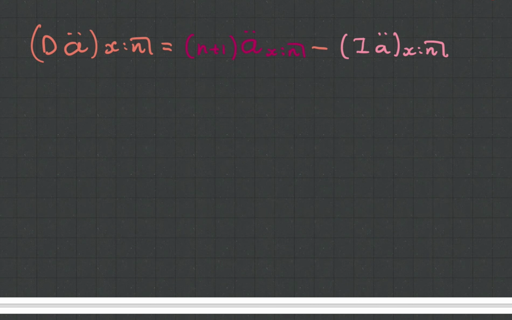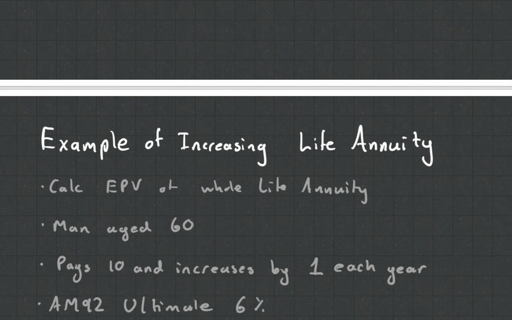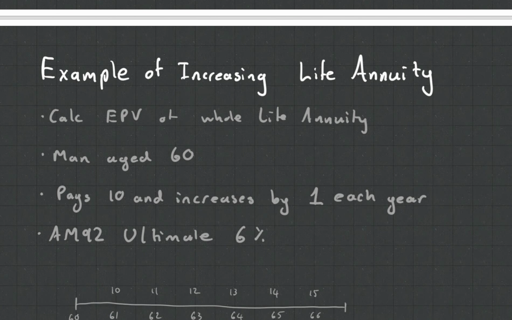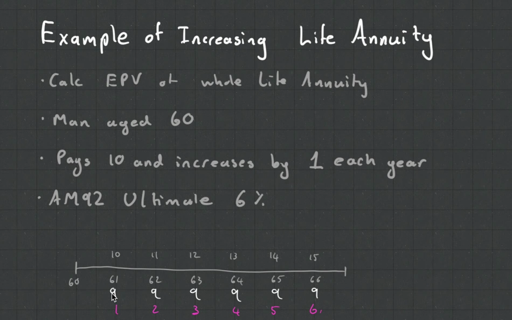So what we'll do is a quick example. I don't want these videos to be too long. So here we go. Example of an increasing life annuity. Calculate the expected present value of a whole life annuity to a man aged 60, pays 10, increases by 1 each year, and that's a mortality table. So if we were to draw this on a timeline, we'd see 10, 11, 12, 13, okay? But like I said, rather break it up and let the increase start at the same time. So have it as 9 as your standard annuity, and then have your increasing annuity starting at the same time.